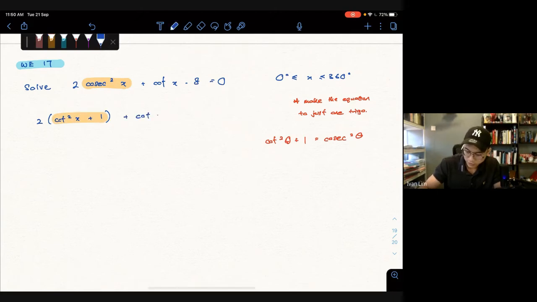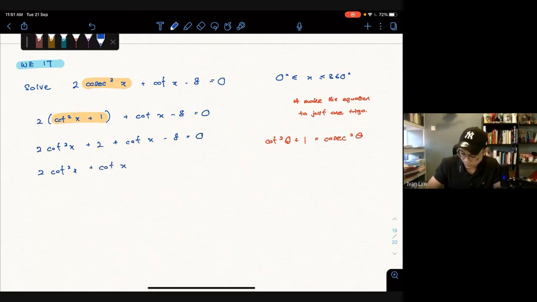Then cot x minus 8 equals 0. Let's expand the bracket. 2 cot square x plus 2 plus cot x minus 8 equals 0. If you all observe, this is actually a quadratic equation. So you get 2 cot square x plus cot x minus 6 equals 0. Okay? Got it until here? Now you've simplified it to a quadratic equation already.